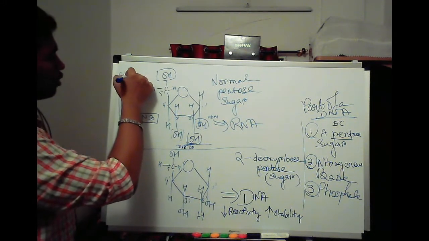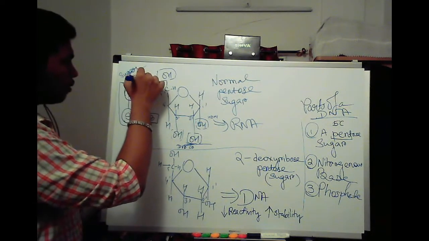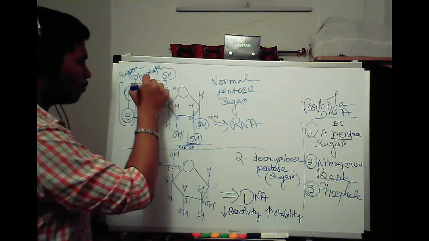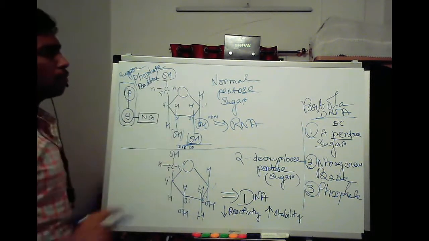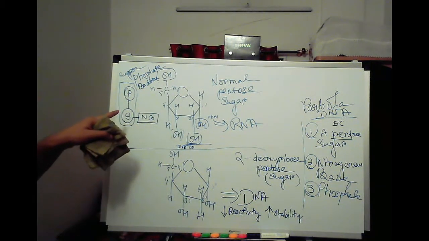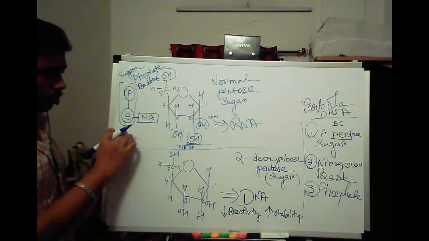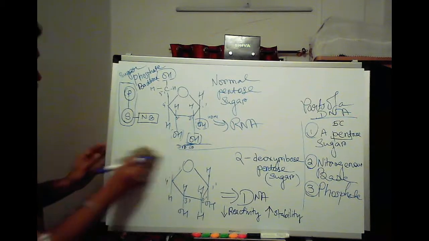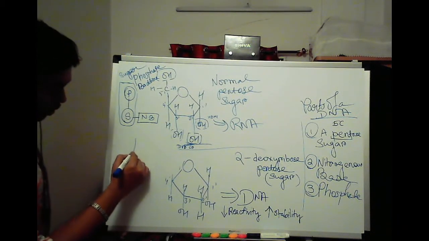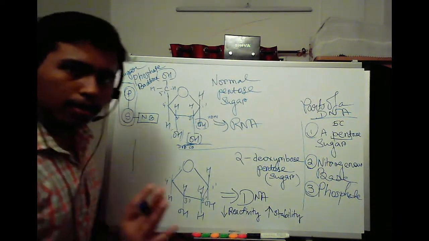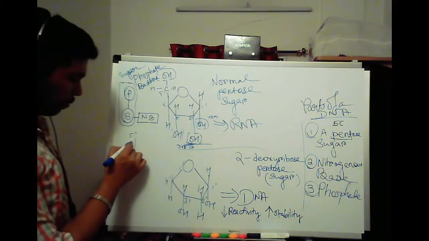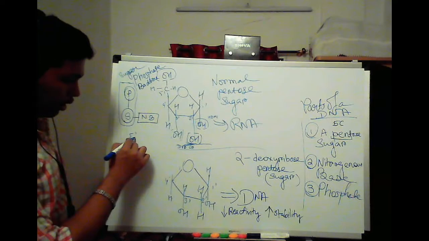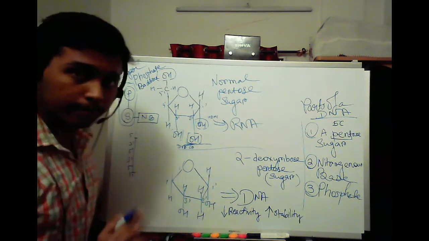Sugar, phosphate, backbone. This part. Now this runs like this. If I'm drawing a strand like this, okay, done. 5 prime, 3 prime, 5 prime, 3 prime, 5 prime, 3 prime. See, it's starting from 5, ending at 3. Done.